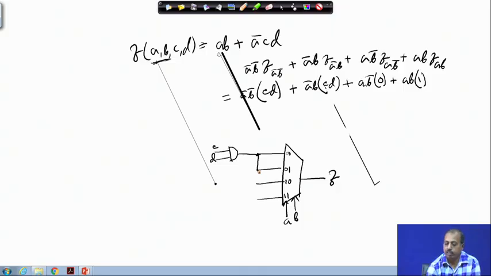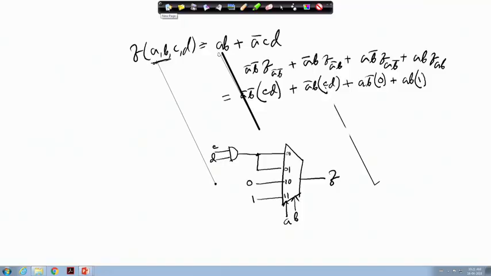Then for A B bar the function is 0, so you can put 0 here, and for A B it is 1, so you can put a 1 here. So, this gives me the realization in terms of a 4:1 multiplexer. So, without going into the truth table, you can use this generalized Shannon expansion to go to the multiplexer based realization of the circuit. As the number of select inputs increases, the decomposition becomes a bit complex and lengthy, because the decomposition has to be for all the input combinations of the select variables.